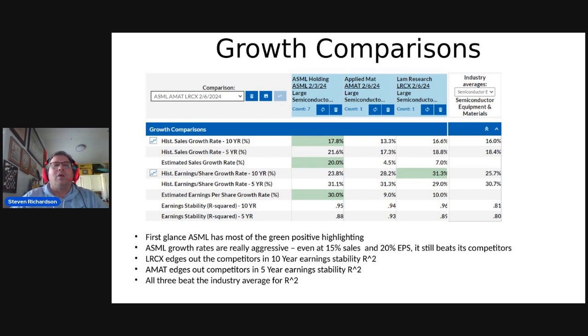So we're looking at the three companies, ASML, Applied Materials, and Lam Research, against the industry, the semiconductor equipment and materials industry. And you can see there's some green here. The green is a favorable notation. It doesn't mean it's higher than the industry average or anything like that. It means it's favorable for the stock.